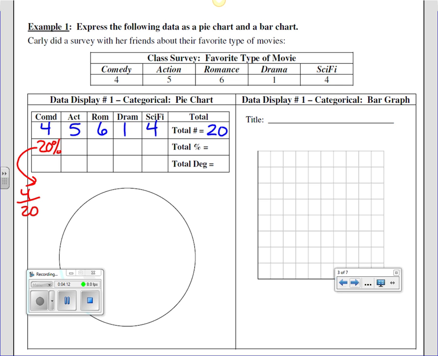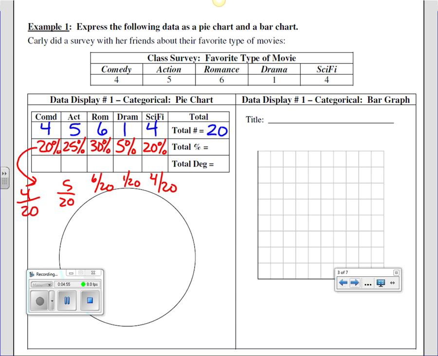Nick S., how do I get the percent for action? 5 divided by 20. Lacey, what does that give you? Which is what percent? 25%. Josh, how do I get the percent for romance? 6 divided by 20. Autumn, what does that give you? 30%. Christian, how do I get drama? Haley Ann, what does that give you? 5%. Eric, how do I get sci-fi? Good. And we've already done that right here, and it gave us 20%.